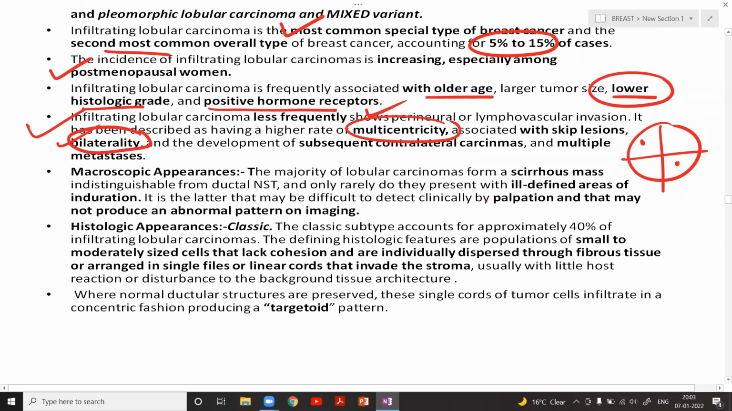Macroscopically, these tumors are indistinguishable. They are very ill-defined tumors, with ill-defined areas of induration. And one very important fact with regards to lobular carcinoma is that under radiology, they do not produce any kind of abnormal imaging. So you might completely miss lobular carcinoma of the breast under mammography. Okay. Histologically, let us see how they look.